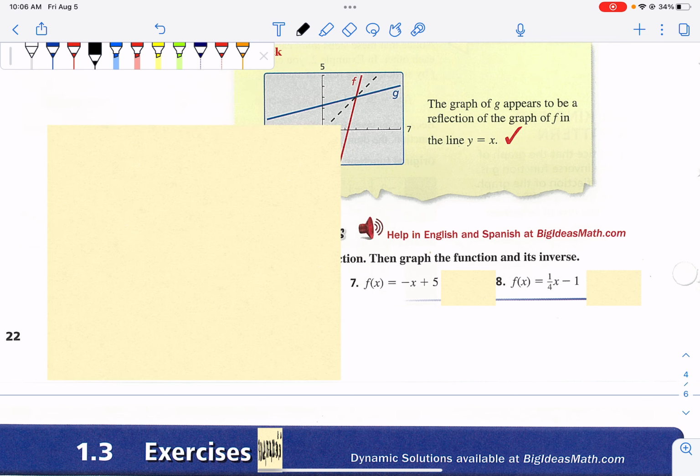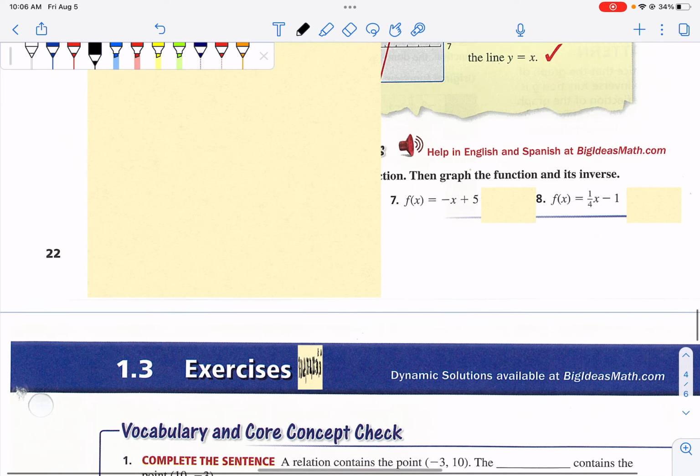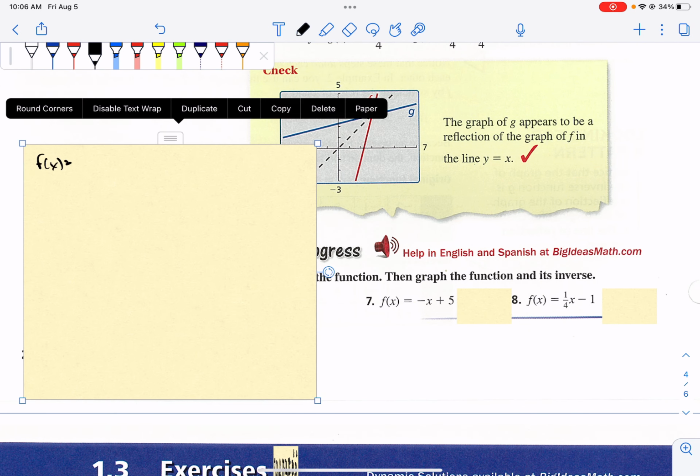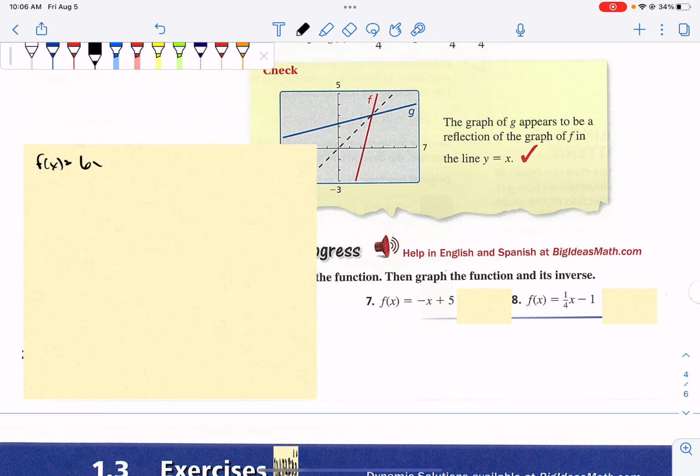So f of x equals 6x. So to find the inverse, the first thing I do, y equals 6x. The second thing I do is I switch the x and the y. X equals 6y. Now I want to get y by itself.